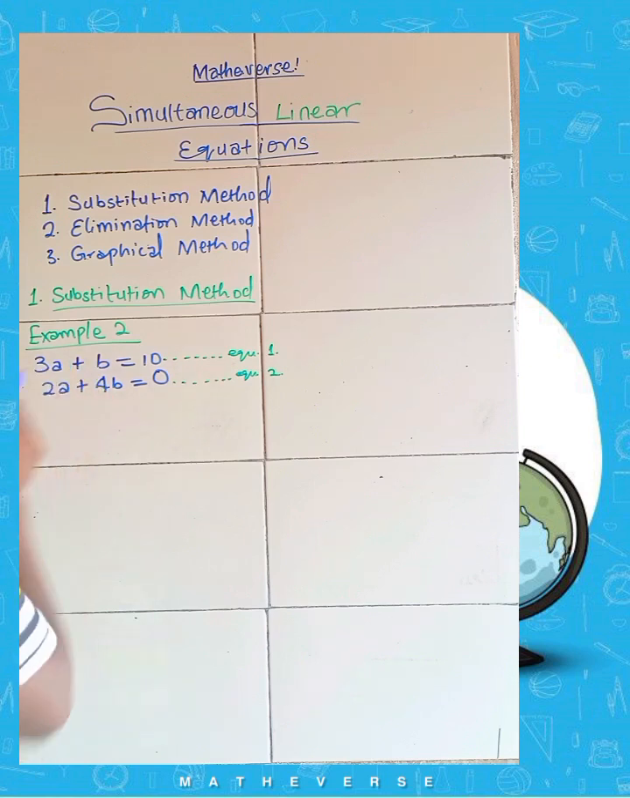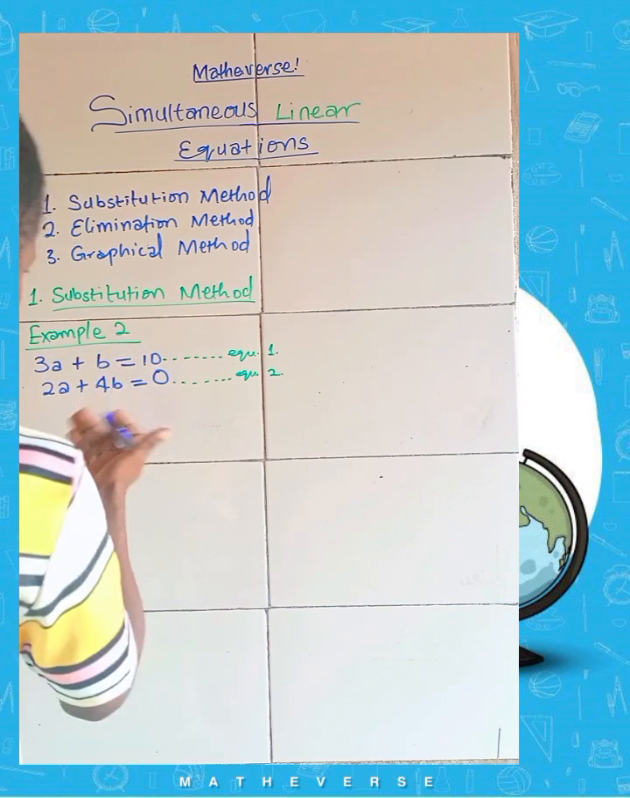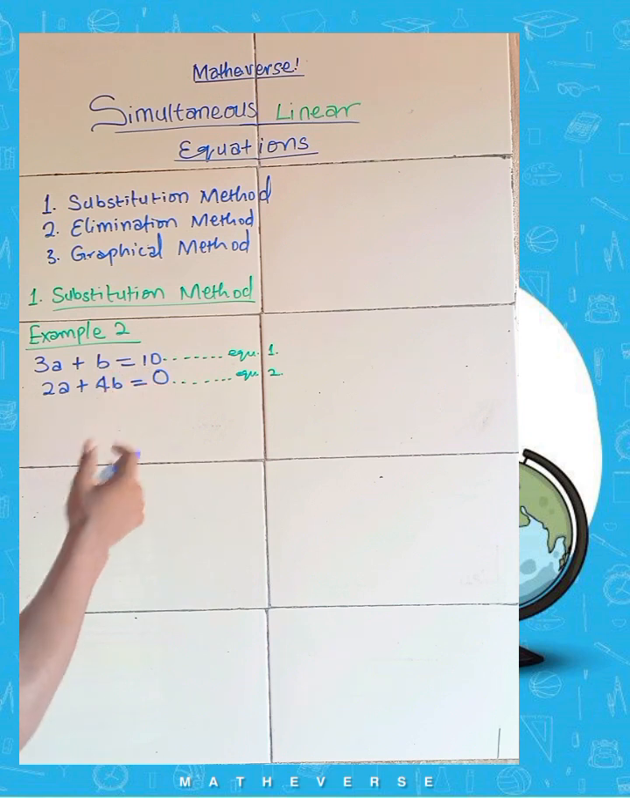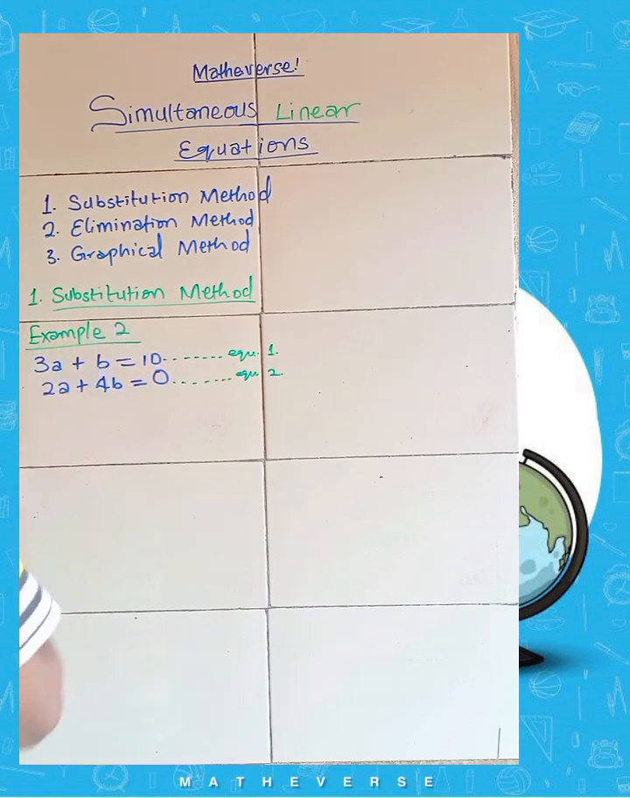3a plus b equals 10. 2a plus 4b equals 0. In the two equations, which is likely to be changed as the subject of formula and will stand alone? It is equation 1, because it has a b standing alone. So we can rearrange the equation to make b the subject of formula. So let's find a first by substituting b.